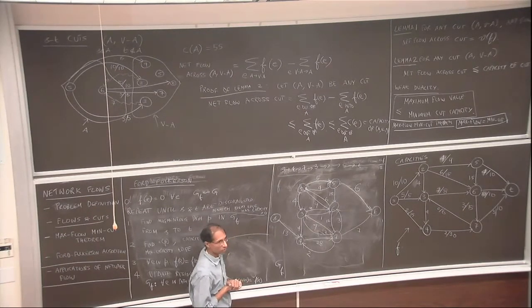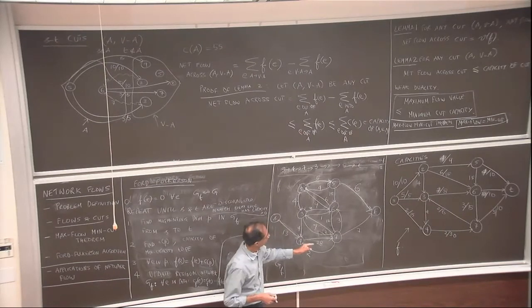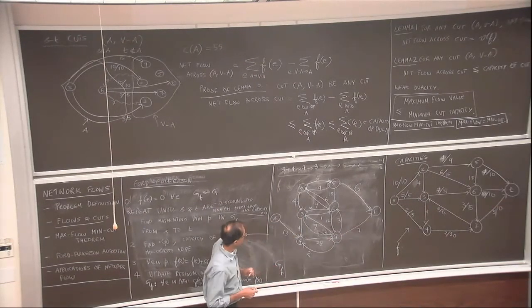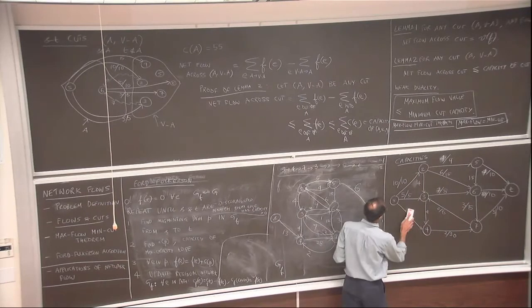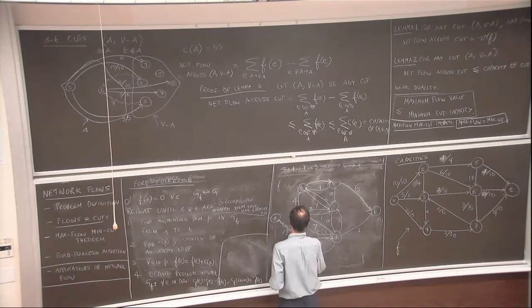Let's do one more shot. Is there another augmenting path from S to T? Yes. Okay, let's take the shortest we can think of. S to 4, 4 to 7, 7 to T. What's the capacity of that? 7. Okay, so let's fill that in.